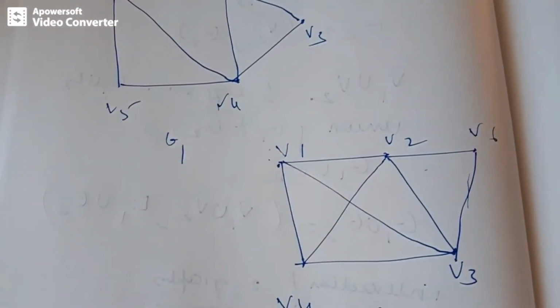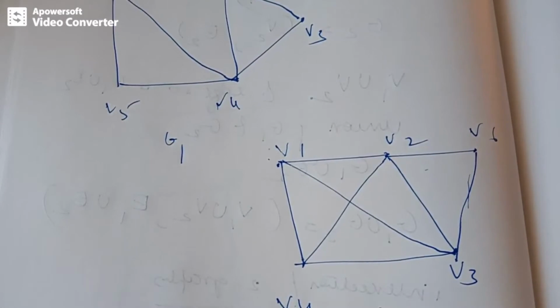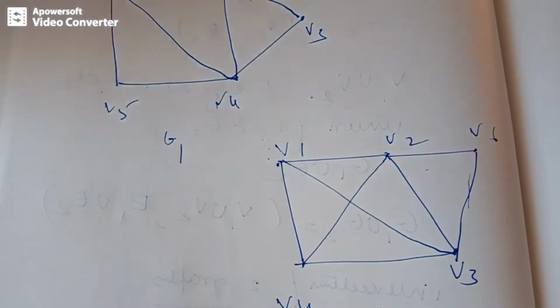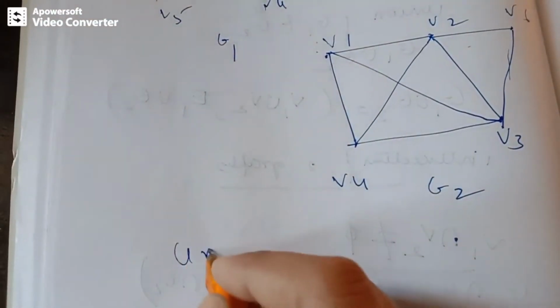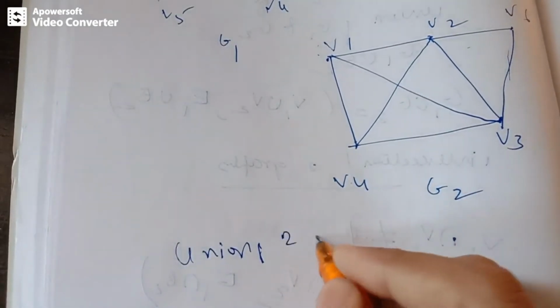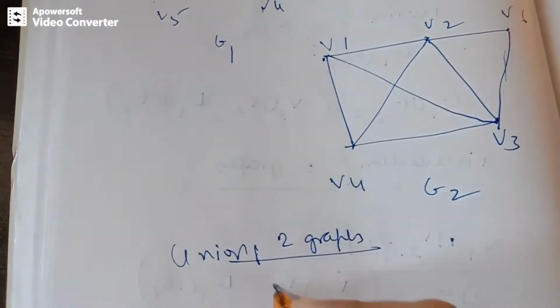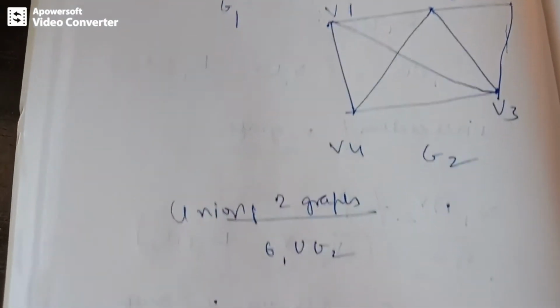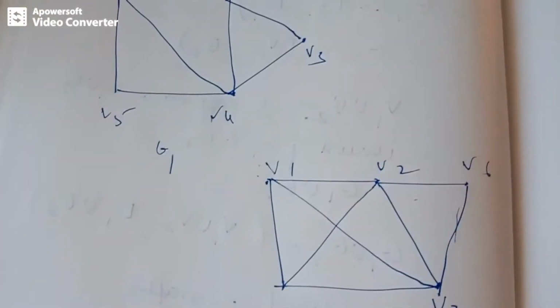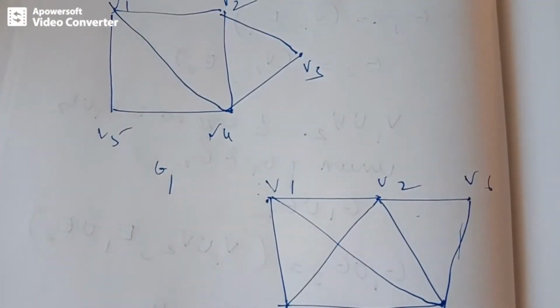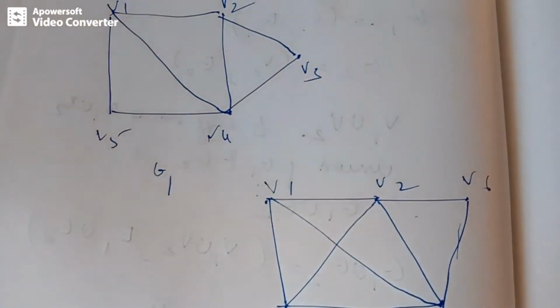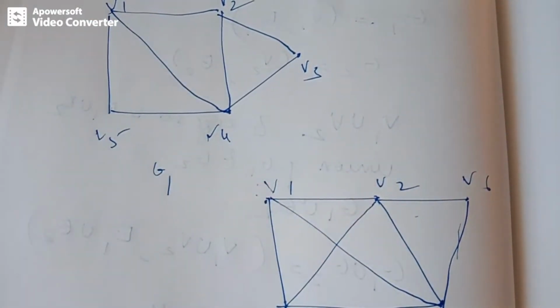So let's compare these two graphs. First of all, let's find out the union and intersection as well as ring sum of these graphs. So what will be G1 union G2? How do you find the union of the two graphs? The union of the two graphs is found by G1 union G2. You have to combine the vertex set as well as the edge set. So how will the union of the two graphs look?